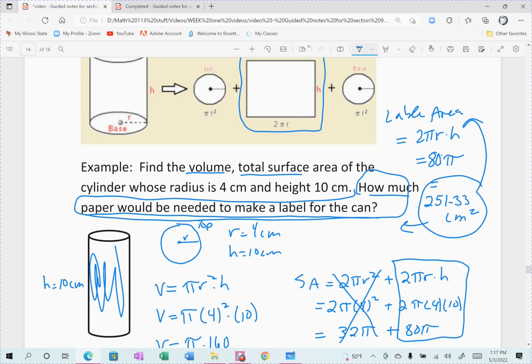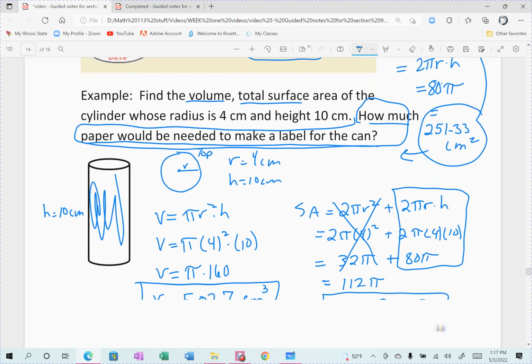That's how much paper you would need in order to label this particular can. So that was, again, the area on the outside, just the rectangular area. This would be the total surface area. This is just that one piece excluding the top and the bottom.